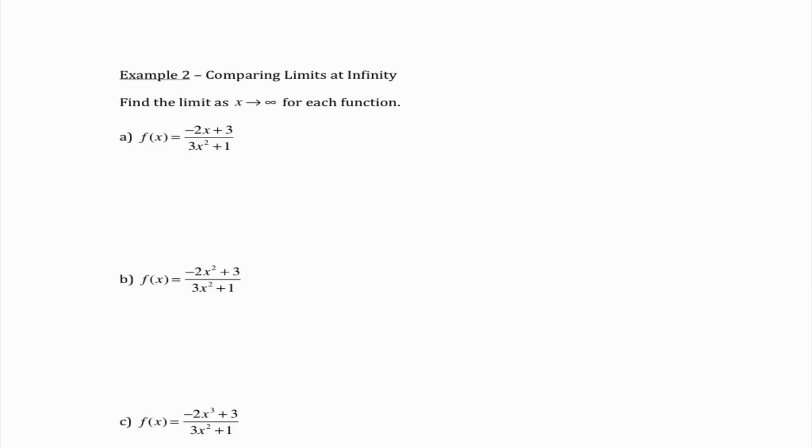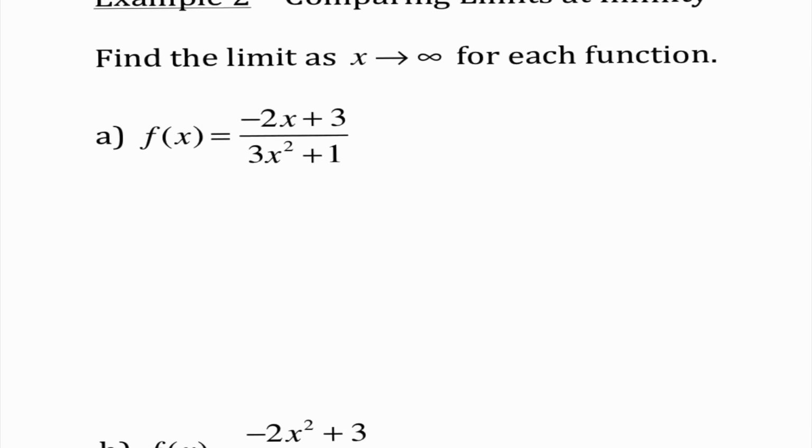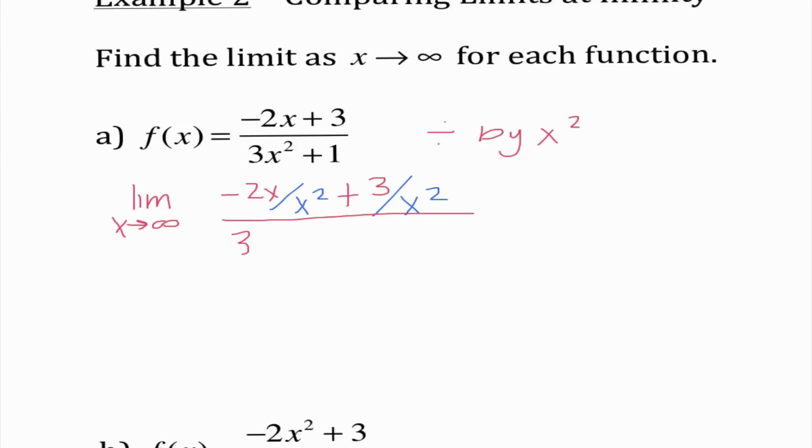Okay, so for example 2 here, we have 3 different problems, and we're going to find the limit as x approaches infinity for each of these functions. So for part a, I'm going to write the limit as x approaches infinity. The first thing we said we need to do is look at what the highest power term in the denominator is, and the highest power term here is x squared. So I'm going to divide everything by x squared. So I have negative 2x over x squared plus 3 over x squared, over 3x squared over x squared plus 1 over x squared.